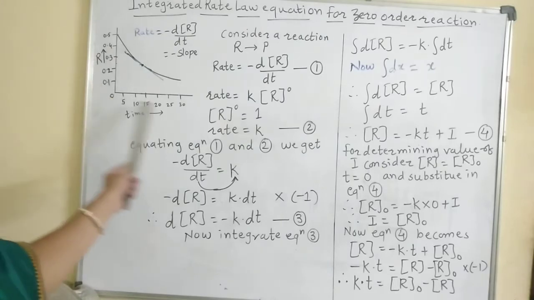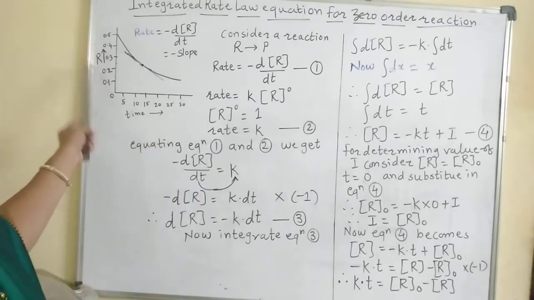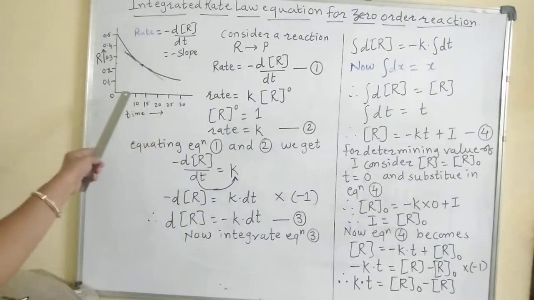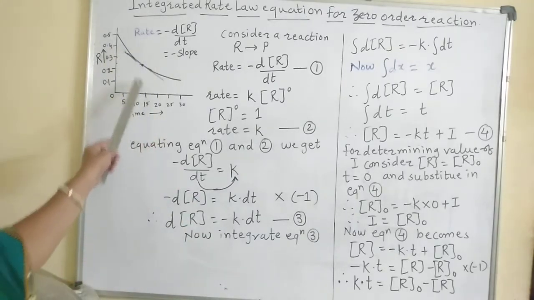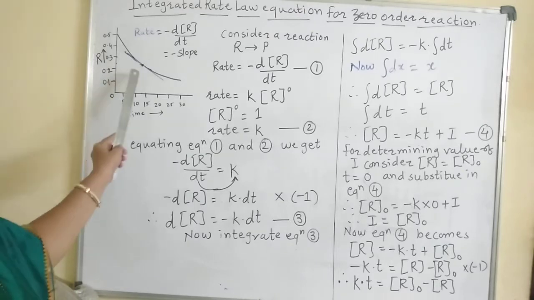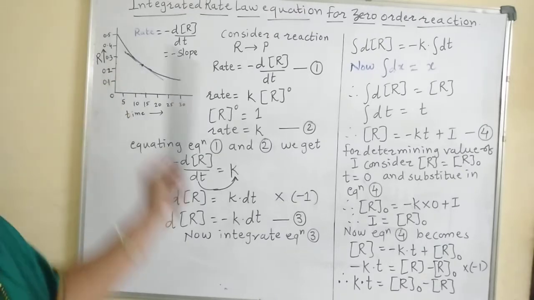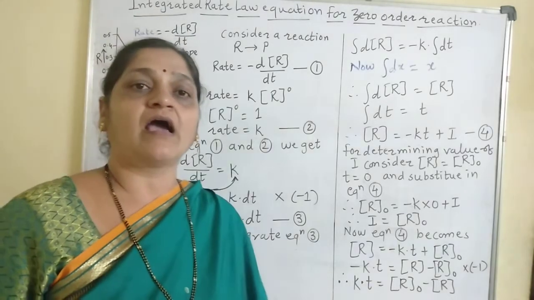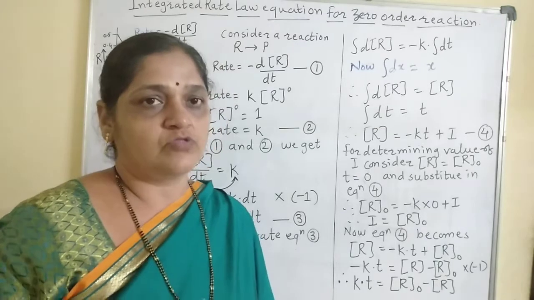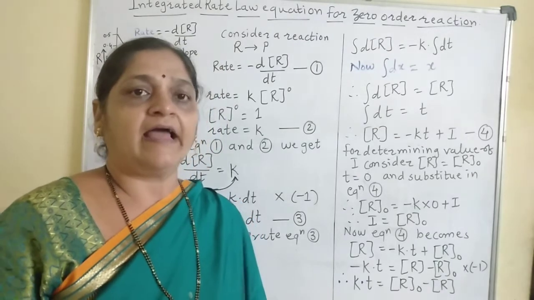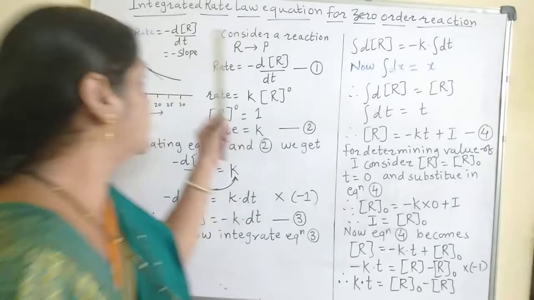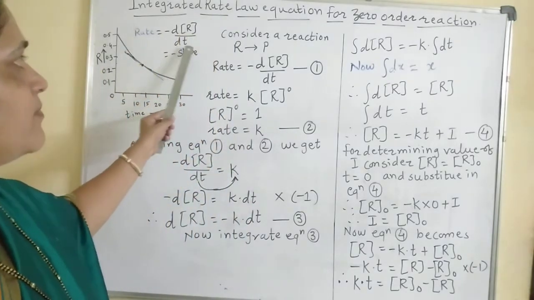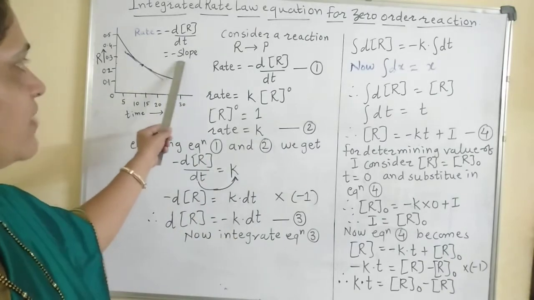For that purpose we have to draw a graph, reactant concentration versus time. Suppose I want to find out the rate of the reaction at 12 minutes or 13 minutes, somewhere between 10 and 15 minutes. For that purpose we have to draw a tangent to the graph we have got, and then calculate using this differential equation: rate is equal to minus d[R] upon dt, which is equal to minus the slope.